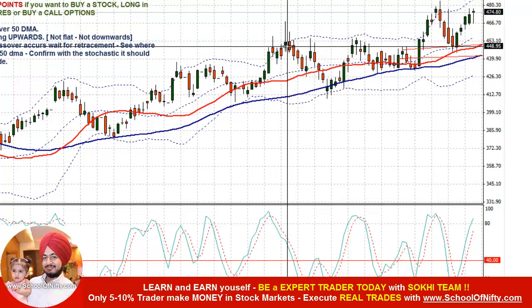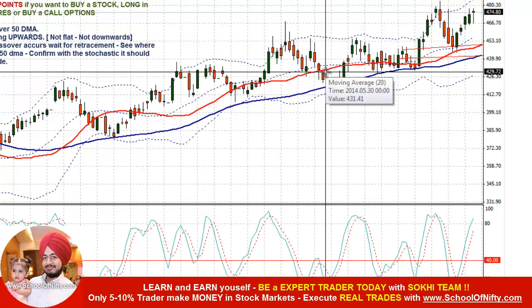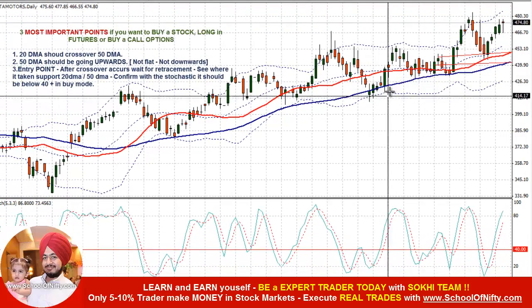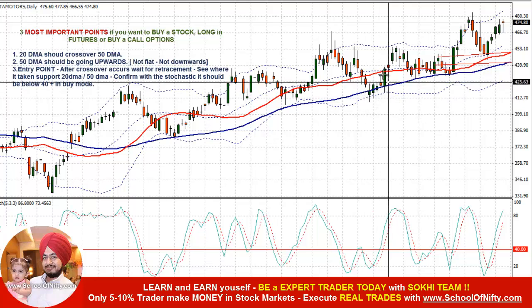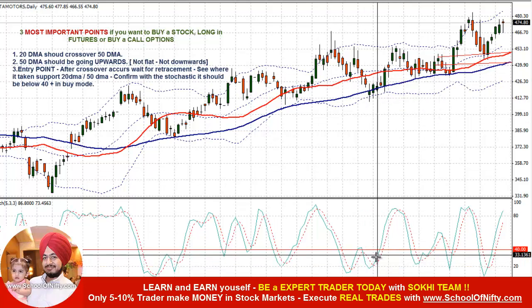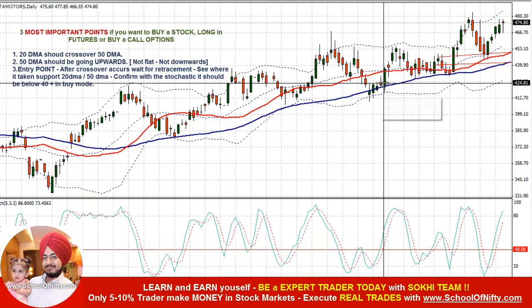Now again it has retraced at this down region over here. Now see, at this region it has taken support at the 50 days moving average. Fine. If I look at the stochastic, it is also in buy mode over here. So this is the area where I buy. Again I buy at this region, which is around 420.